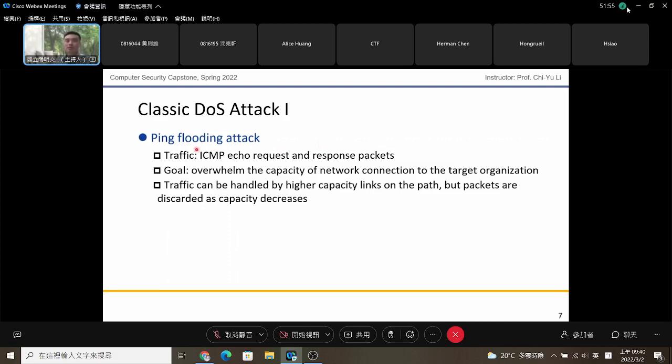So we can generate a lot of pings. And the goal is to overwhelm the capacity of the network connection to the target organization. Traffic can be handled by higher capacity links on the path, but packets are discarded as capacity decreases.